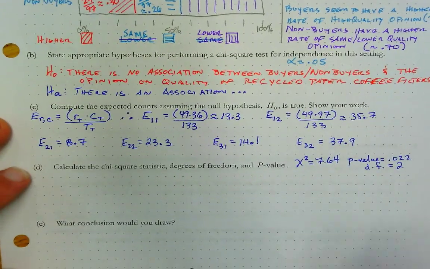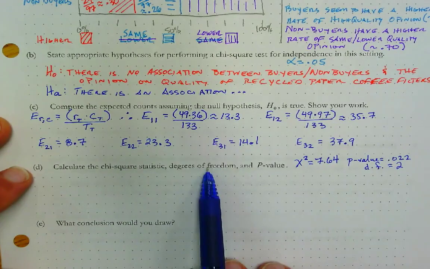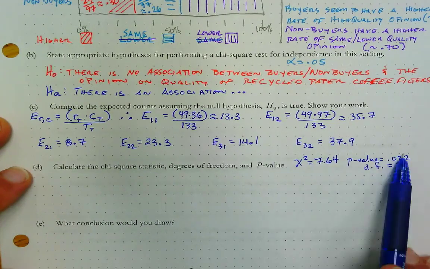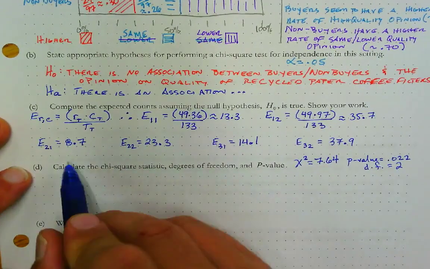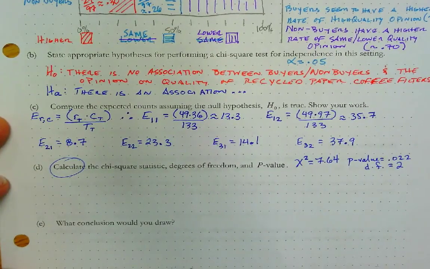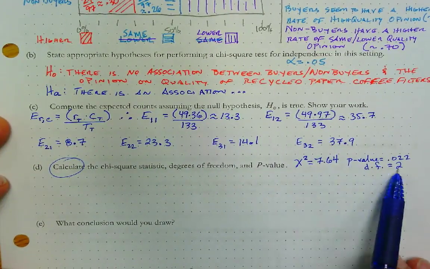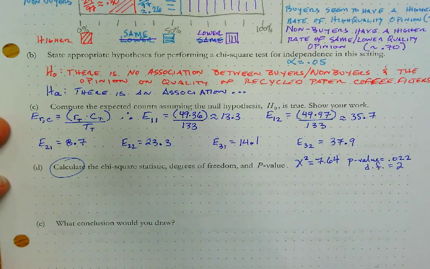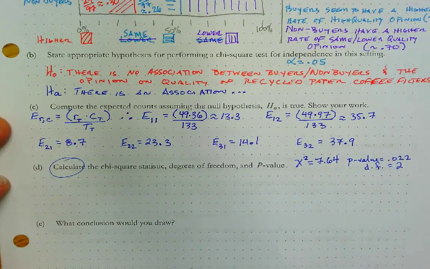Okay. Calculate the chi-square statistic, degrees of freedom, and the p-value. Well, these are the numbers, but guess what? When it says calculate, this is not good enough. I need to show what the setup is to get those numbers. Pause the video, think of what you might need to show, unpause to see if you've done it correctly.